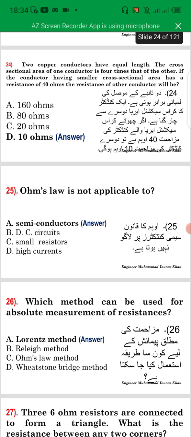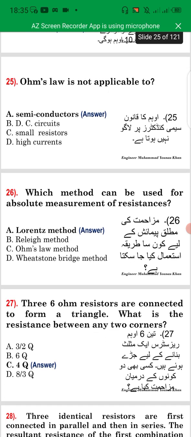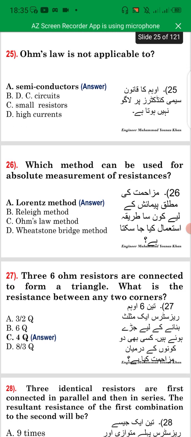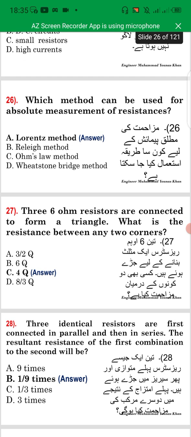Ohm's law is not applicable to semiconductor, DC circuit, small resistor, high current. Correct answer is semiconductor. Which method can be used for absolute measurement of resistance? Lorentz method, Rayleigh method, Ohm's law method, Wheatstone bridge method. So the correct answer is Lorentz method.